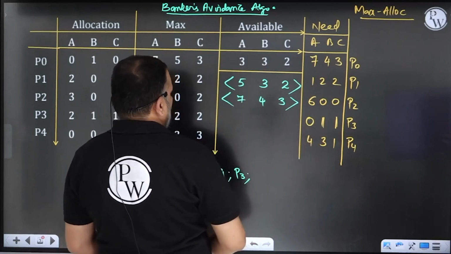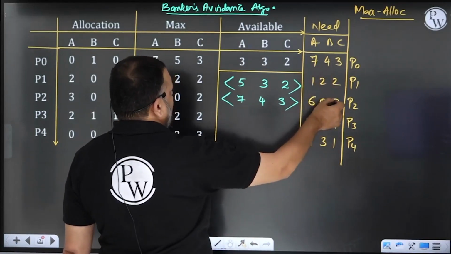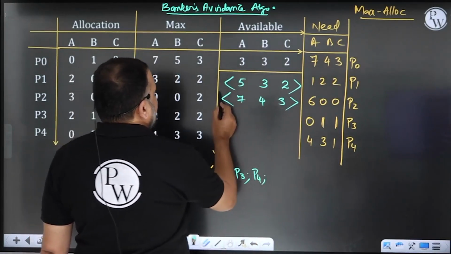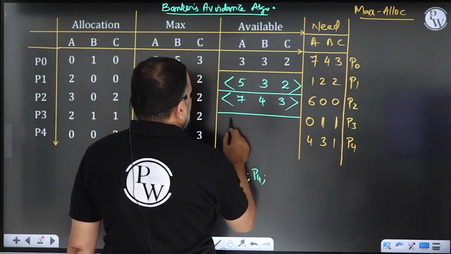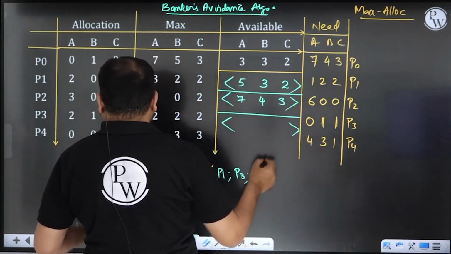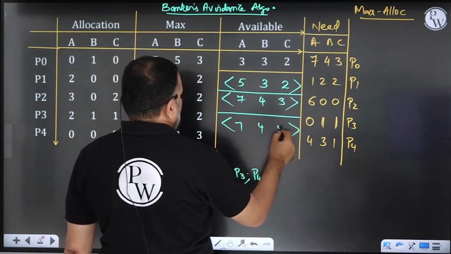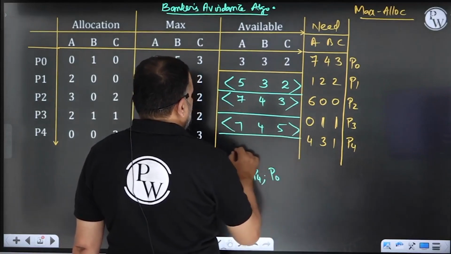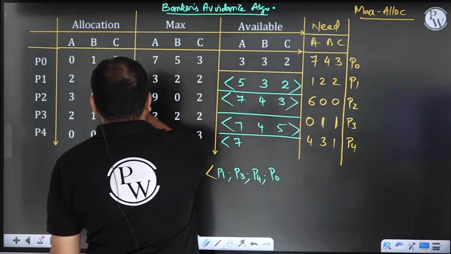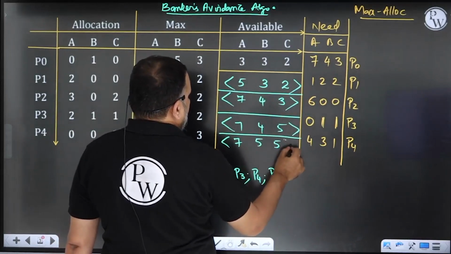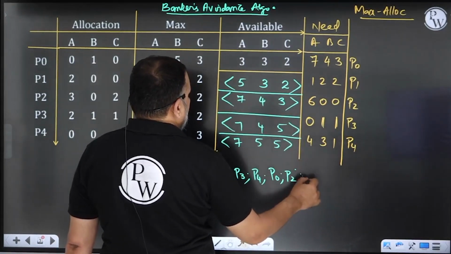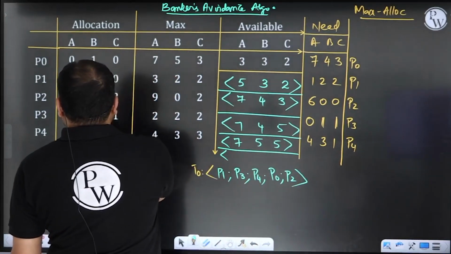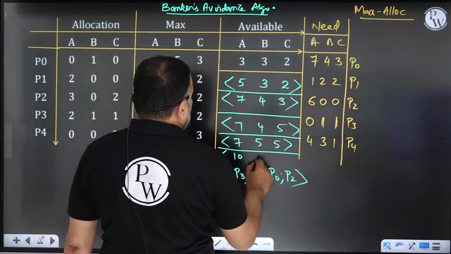Now I will take up P4. I can take up P4, I can take up P0, I can take up P2 also. So I will take up P4. Any order you can satisfy. Completing P4 will improve the available to how much? 743 plus P4's 002, it becomes 745. With 745, next I can take up P0, improving the available to 755. And finally I can take up P2, making the available, as you see here, P2's allocation 302 is added, 1057.